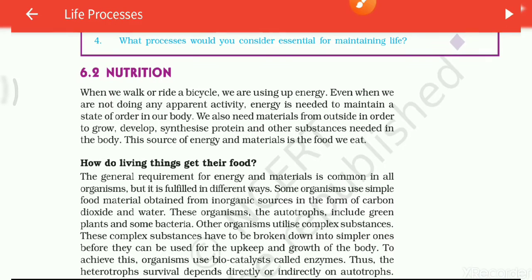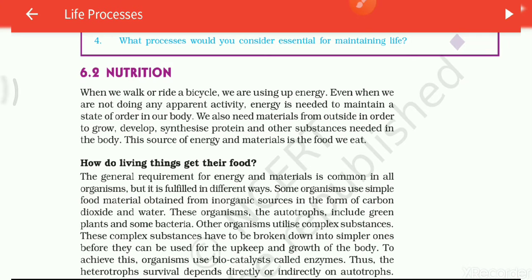Hello students, let's continue our chapter Life Processes of Class 10 Science NCERT, and this is part 3 of this chapter. In this video I will explain nutrition, that is 6.2 Nutrition. In my previous video I have already explained nutrition and given the definition of nutrition also. Once again I will give you the definition of nutrition.